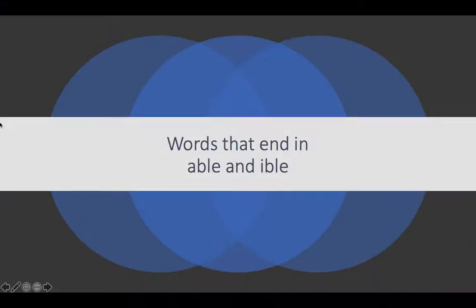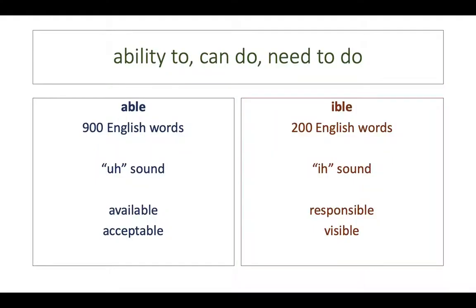Hello. So today we are going to work on words that end in able and words that end in ible. So these words in general mean that you have the ability to do something, you can do something, or you need to do something. And words that end in able make up about 900 English words, whereas words that end in ible make up about 200 English words. So combined, that is a lot of English words. So if you can pronounce these words correctly, then you can say quite a few English words.